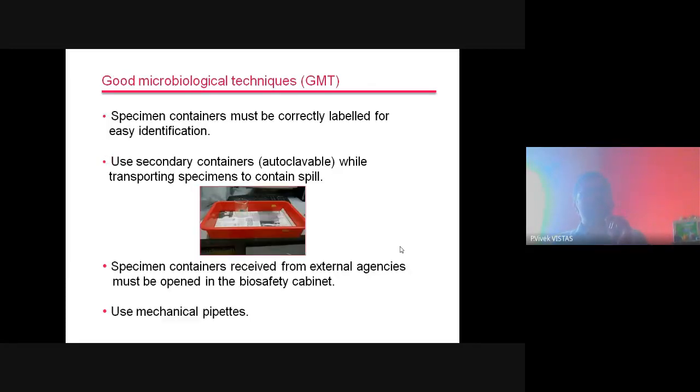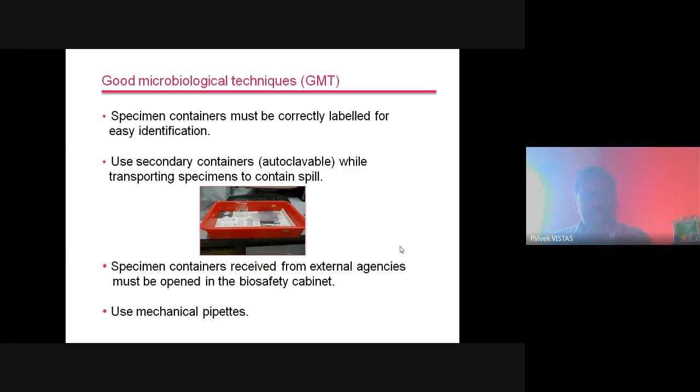So what is good microbiological technique, GMT? Specimen containers must be correctly labeled for easy identification. Whatever specimen you take, it should be correctly labeled, because you may keep it in the freezer and go, or store it with other things. So it must always be labeled. You should label it, put the date, and leave. In future, if somebody else is taking it, they should easily understand that it is not our work, it belongs to someone else.